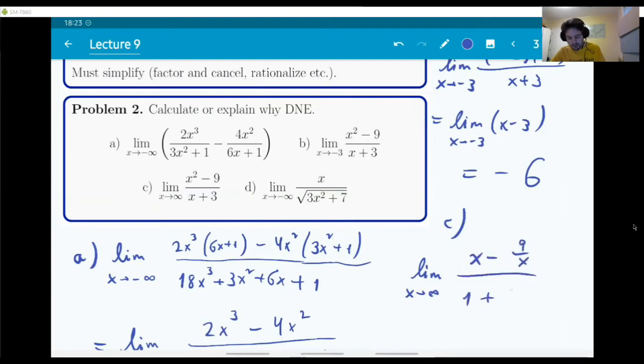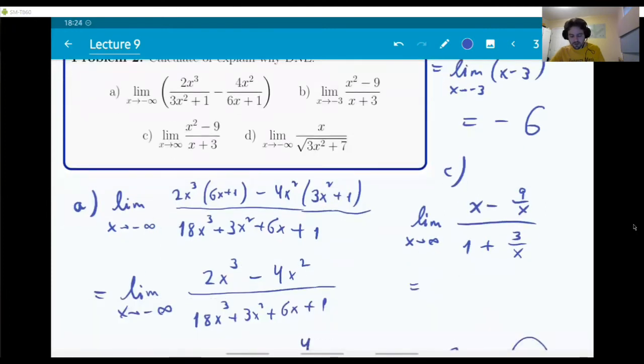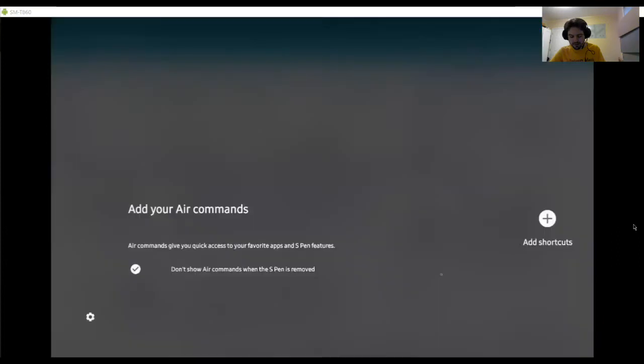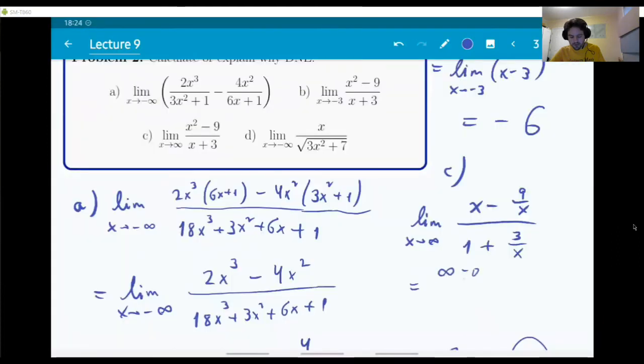So after doing that, this is the expression you get: x minus 9 over x divided by 1 plus 3 over x. You can plug in infinity in here now. This gives you infinity minus 0 divided by 1 plus 0. So infinity over 1 is infinity. This is an infinite limit at infinity.